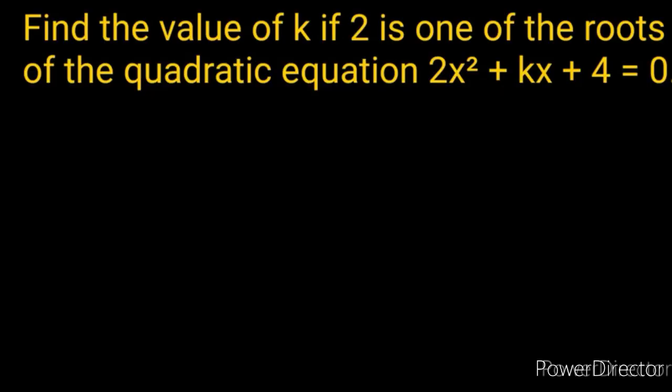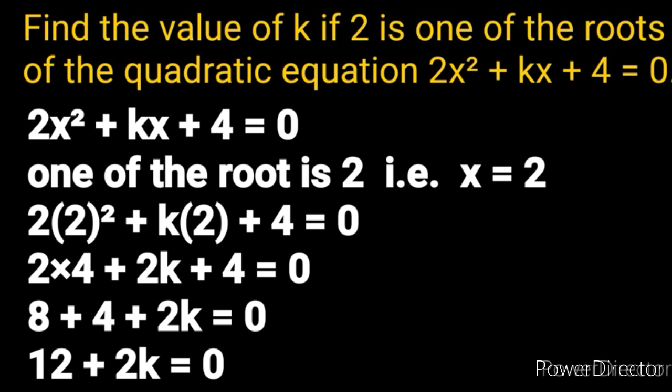Now the next type of question, find the value of k if 2 is one of the roots of the quadratic equation 2x squared plus kx plus 4 equals 0. One of the roots is 2. That means x is equal to 2. So what we'll do, we'll write the equation, and in the equation wherever we have x, we'll replace x with 2.